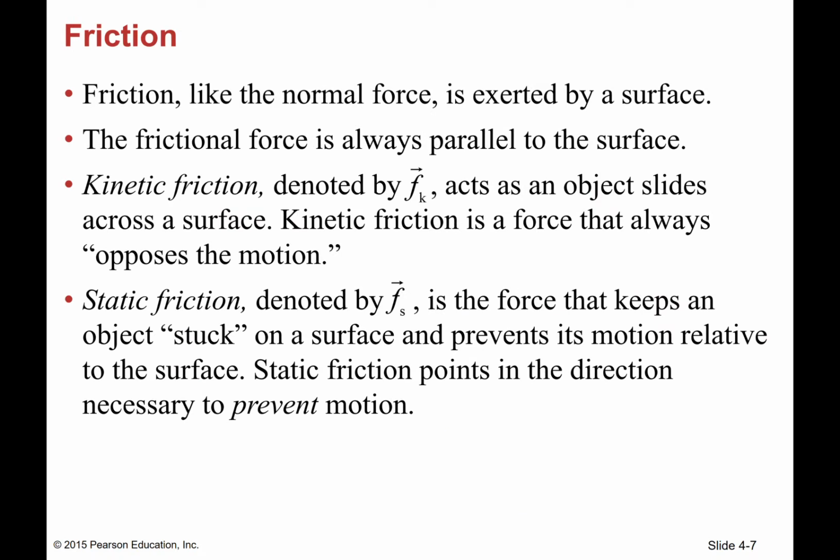Friction. Friction is like the normal force, in that it is exerted by the surface. The main effect of friction is that it slows down things. We have two types of friction. Kinetic friction is the friction that you would see when objects are moving. Static friction is the friction that you would see when objects are just at rest. We'll see examples of those. For now, let's remember there is friction, and friction could come as kinetic friction or static friction.